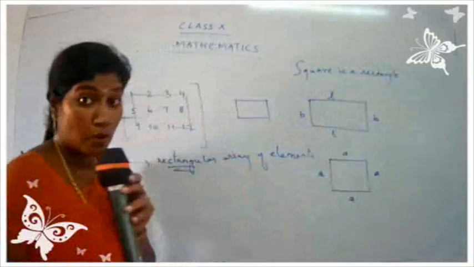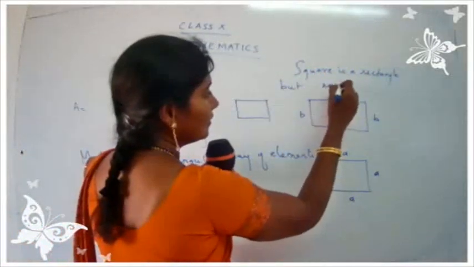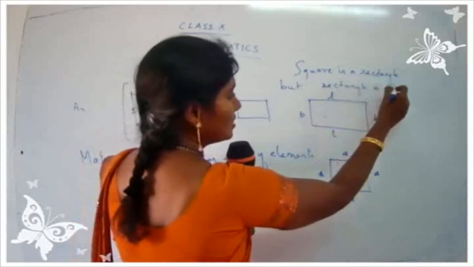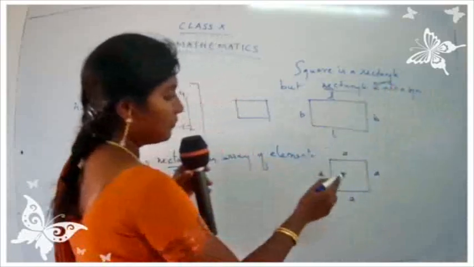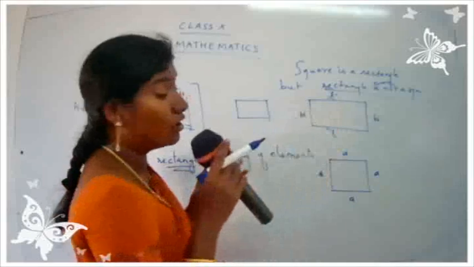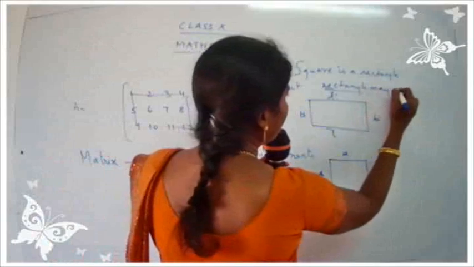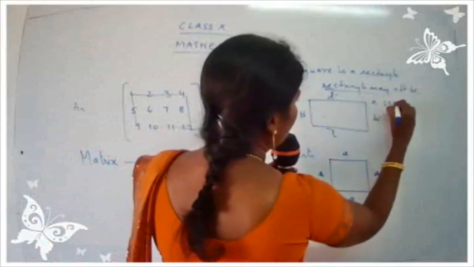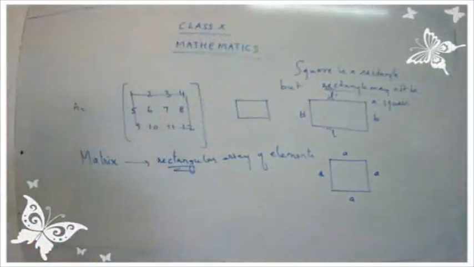Are you clear? Square is a rectangle, but rectangle is not a square. Not always, maybe, because here all the sides are not equal, children. So we cannot call a rectangle as a square. So rectangle may not be a square. I hope you are clear with the explanation children. So remember, whenever you arrange the elements in the form of a square also, you have to call it as a rectangular arrangement.